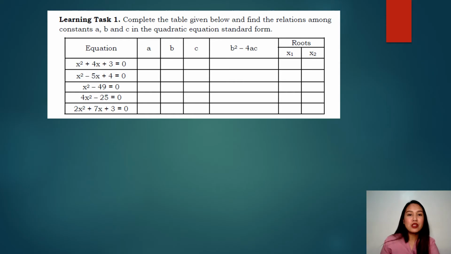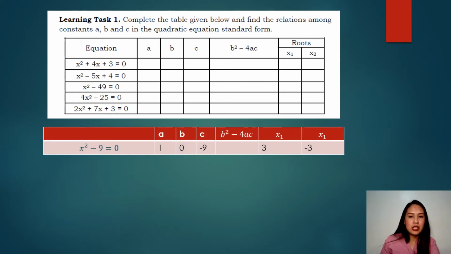So for learning task 1, you have to complete this table, give the values for A, B, and C, and then the roots. Let's have the last example. Suppose we have x squared minus 9 equal to 0. Kanina nakuha na natin that A value is 1, B value is 0, and C value is negative 9. The two roots are positive 3 and negative 3. We have just been done with that, and we're left with this.